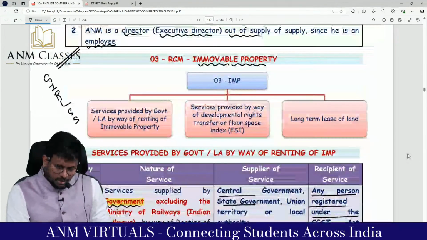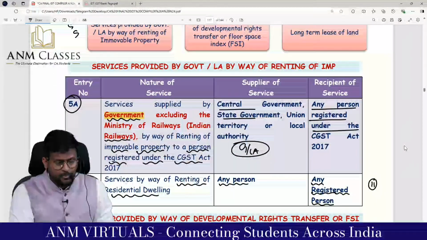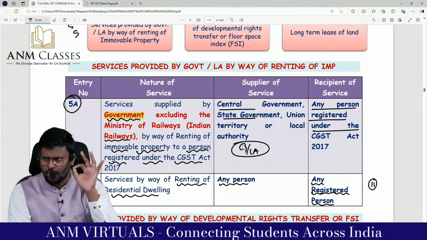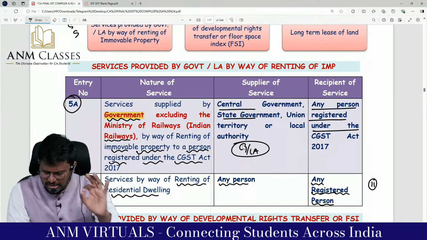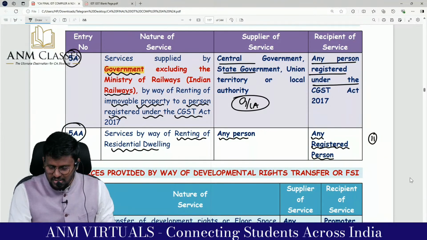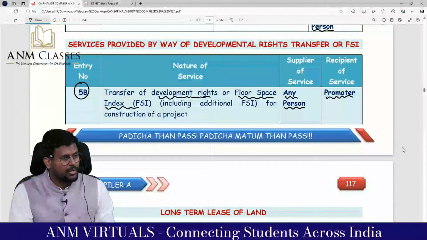Are you able to recall? Service with regard to immovable property. If the service provider is government or local authority and the service recipient is any registered person, then any registered person located in taxable territory is the person liable to pay GST on RCM, right? And if the service is provided by renting of residential dwelling by any person to a registered person, the registered person who is situated in the taxable territory is the person liable to pay.